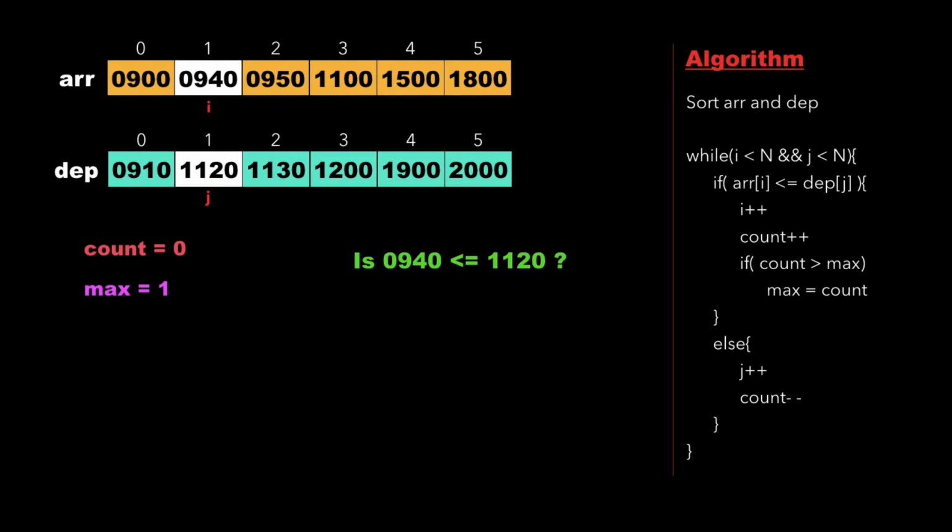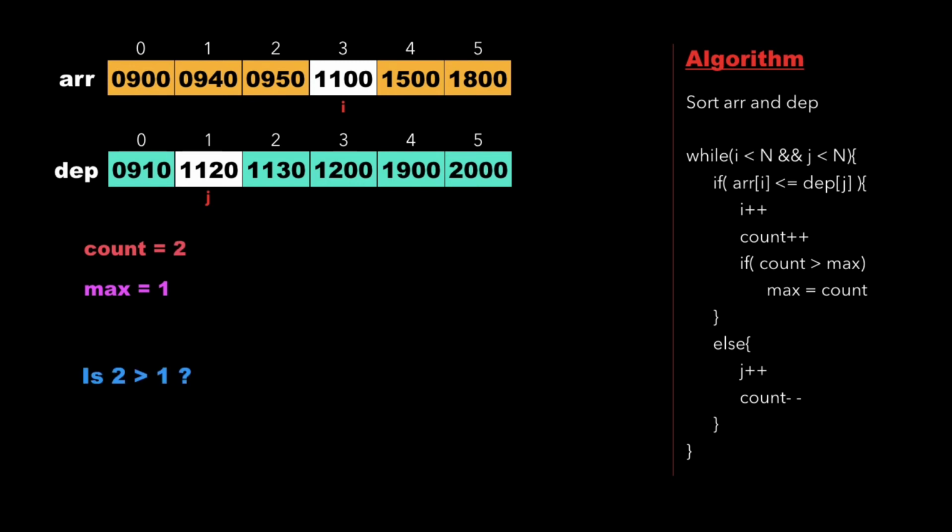That is, 9:40 less than or equal to 11:20? And yes, 9:40 is less than 11:20. Therefore, we increment the value of i, increment count as well, and we check whether count is greater than max. Since it is not, we move further and check whether 9:50 is less than or equal to 11:20, and since 9:50 is less than 11:20, we again increment i and count as well.